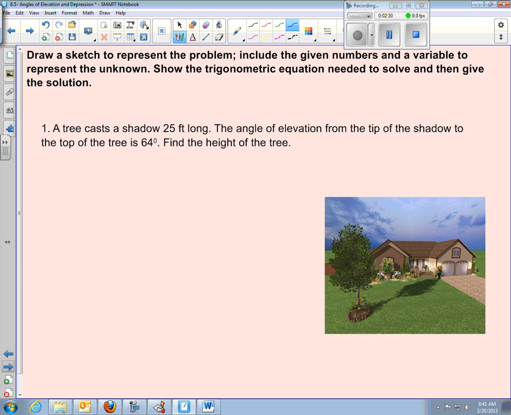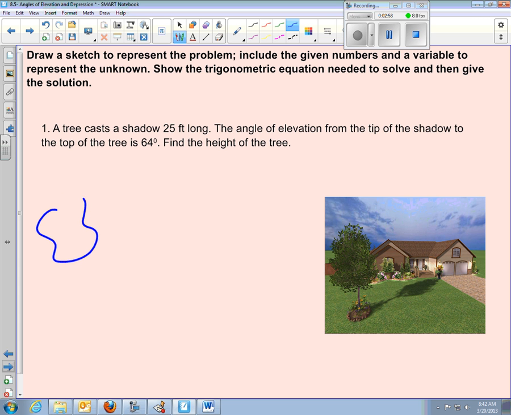All of these problems are going to be following the directions: draw a sketch to represent the problem, include the given numbers and a variable to represent the unknown. Show the trigonometric equation needed to solve, and then give the solution. So draw a picture, write a trig function, and solve it. A tree casts a shadow 25 feet long. The angle of elevation from the tip of the shadow to the top of the tree is 64 degrees. Find the height of the tree.